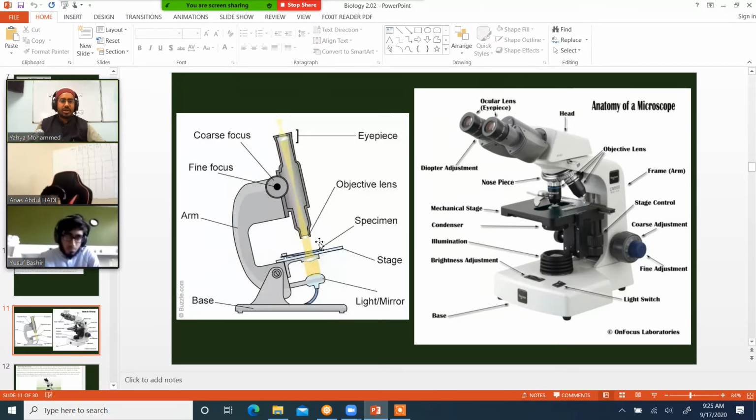And then the light travels up through a series of lenses up to the eyepiece. If you're trying to see a blood cell, doesn't it look really thick? That's called a blood smear. So you have thick smears and thin smears. You have to try to make it as thin as possible. You have to spread the blood out as thin as possible, right?